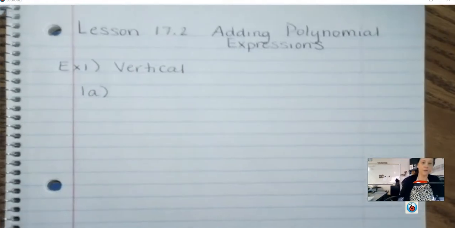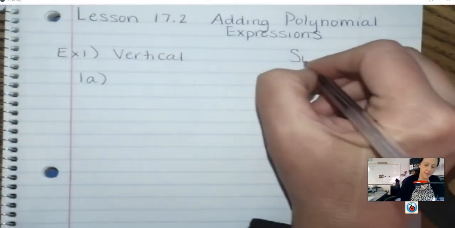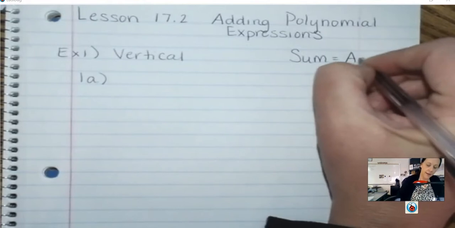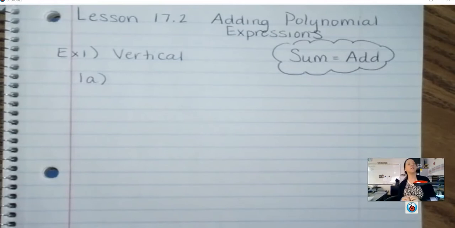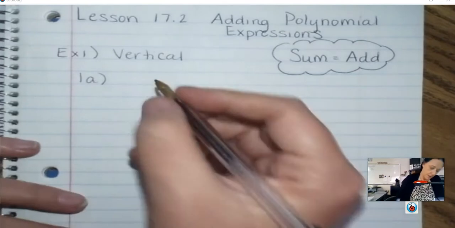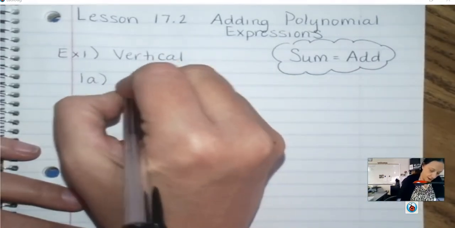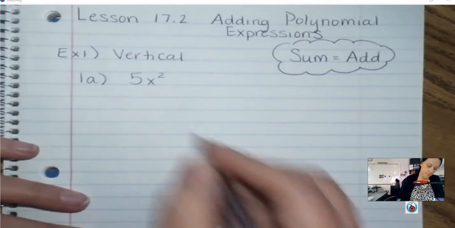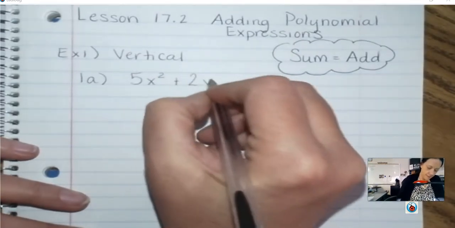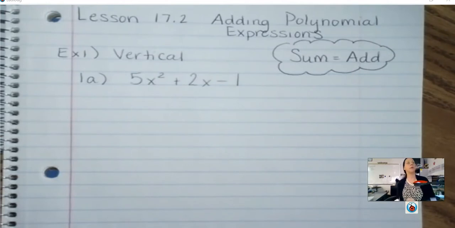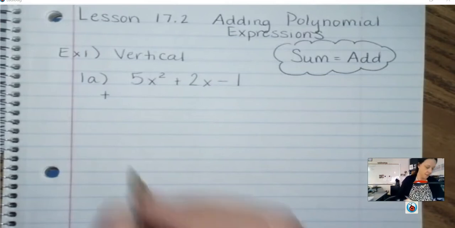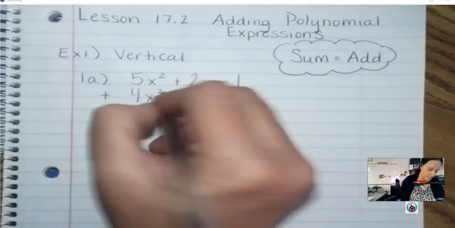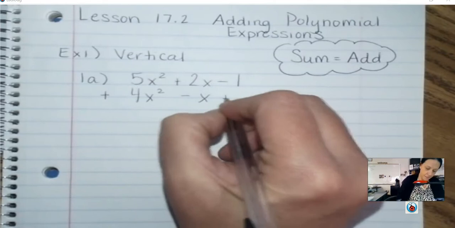So for 1a, we're going to find the sum. Remember, the word sum means to add. Whenever you see find the sum, that's going to be your cue that you're adding these things. So we're going to find the sum of 5x squared plus 2x minus 1. So there's a polynomial. And then we're going to add that to 4x squared minus x plus 2.